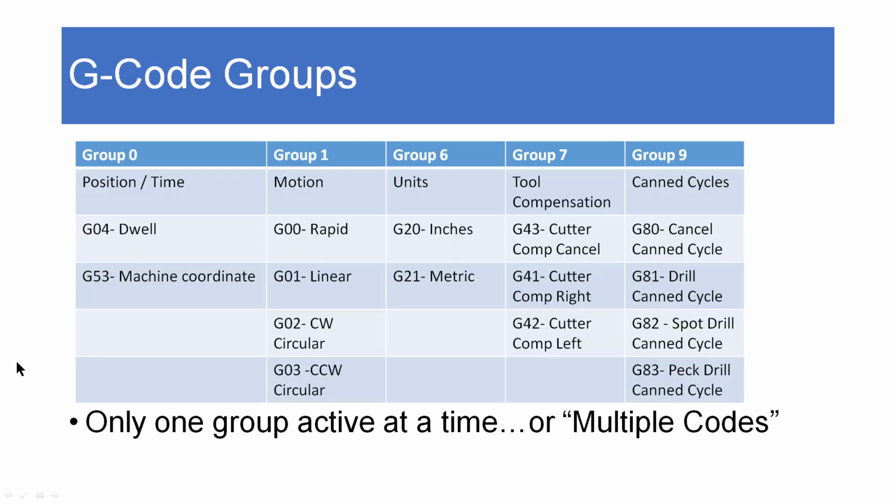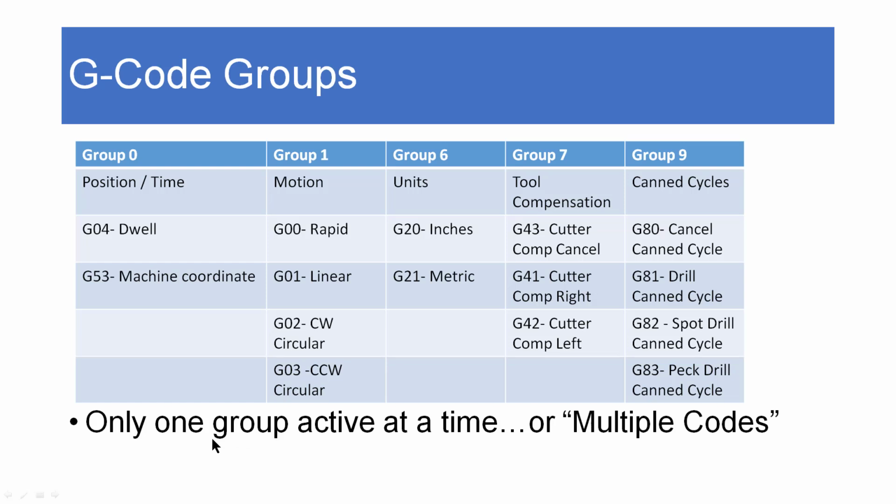So when you look at these G-code groups, I've got group 1, they control motion. And I can only have one run per block. I can either make it go rapid, or linear, or clockwise circular, or counterclockwise circular. So group 1 codes, only one can be active per semicolon. Same thing with group 6. The machine can either run in inches or in metric. Same thing for group 7, for the cutter length and cutter compensation.